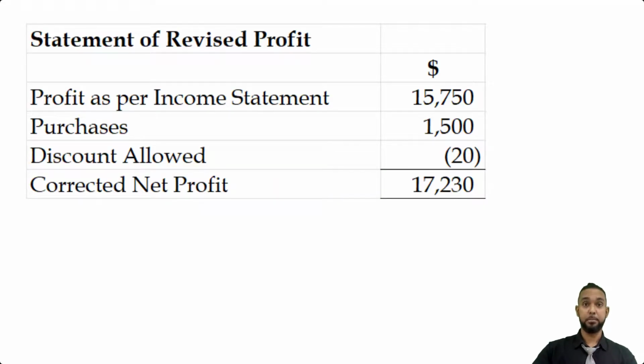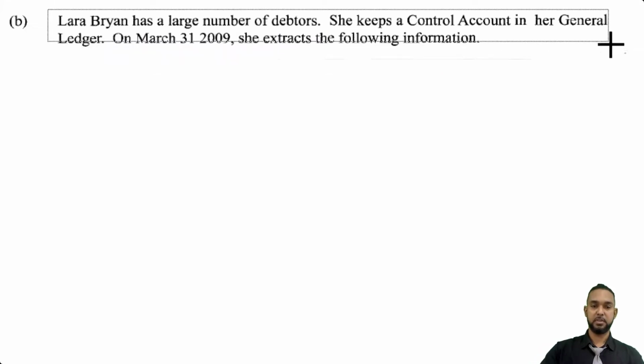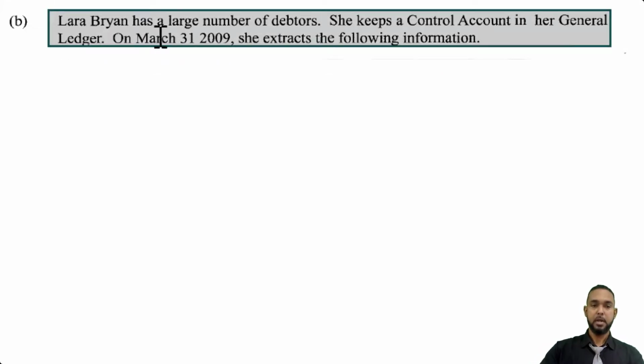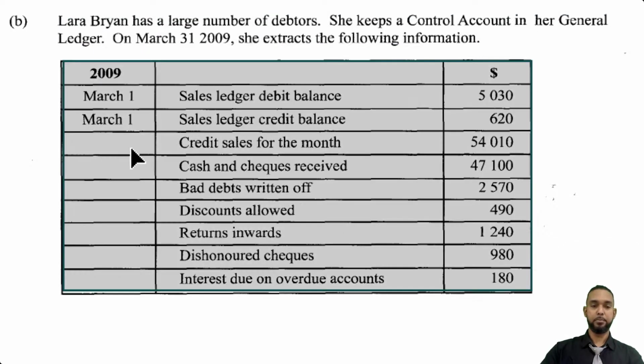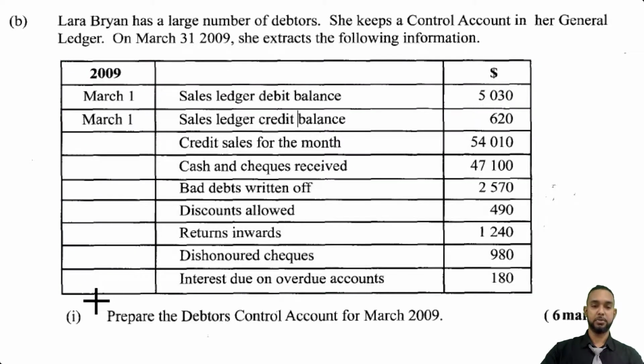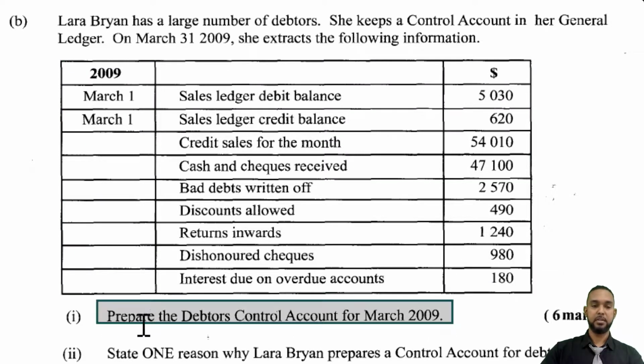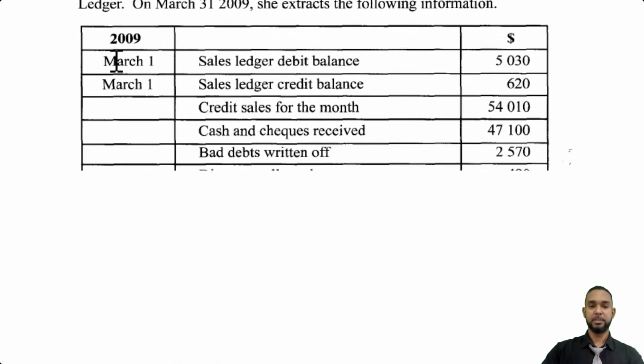Let's take a look at part B to this question. All right, so they start us off by saying Laura Bryan has a large number of debtors. She keeps a control account in her general ledger. On March 31st, 09, she extracts the following information. So we have a nice little table here with a bunch of information. We're not going to go through all this now. Clearly, they want us to do a control account. So that's what they're telling us down here. Prepare the debtors control account for March 2009. 6 marks, eh? Okay, so let's pull up that table.